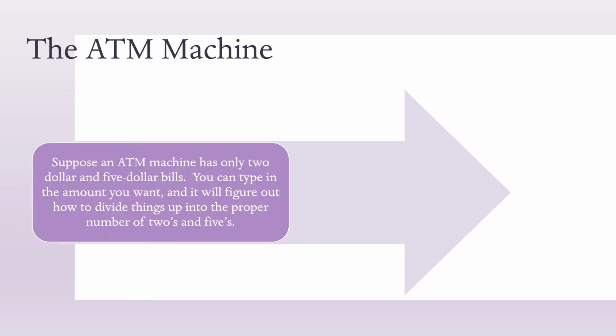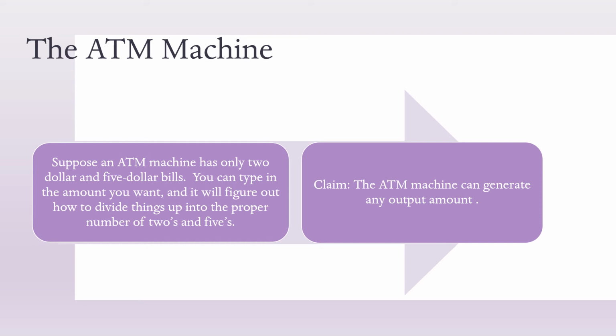Let's see another example. Instead of using a numerical result, let us check whether mathematical induction is true in this case. The problem is, suppose an ATM machine has only $2 and $5 bills. You can type in the amount you want and it will figure out how to divide things up into the proper number of 2's and 5's. The claim here is the ATM machine can generate any output amount. The machine has got only $2 bills and $5 bills.